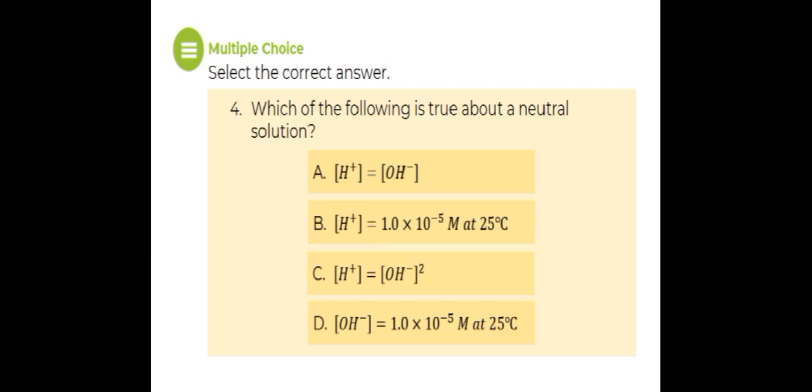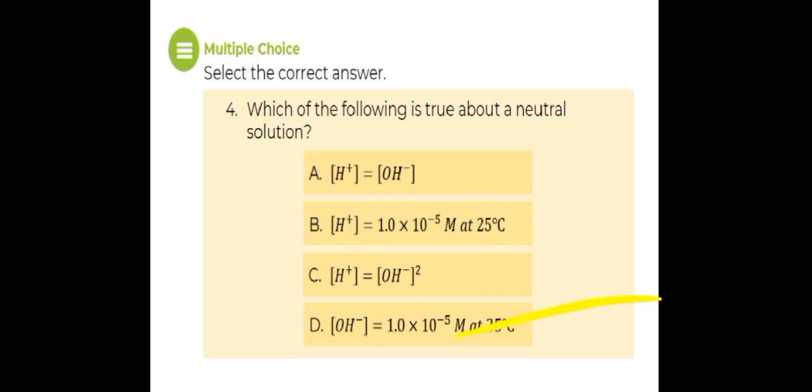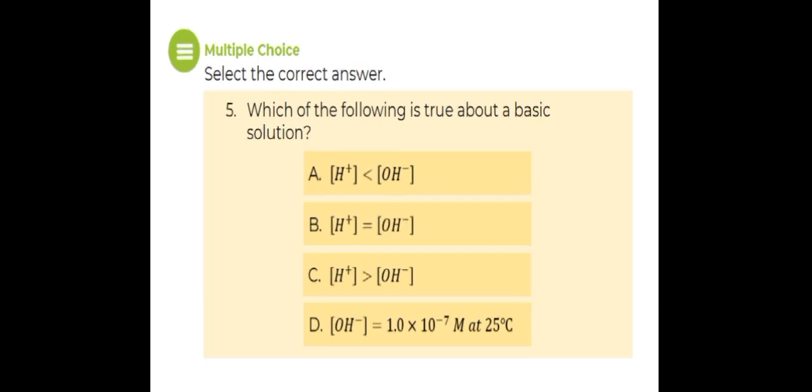Next, we have number 4. Which of the following is true about a neutral solution? Is it A, where hydrogen ion is equal to hydroxide ion, or B, C, or letter D? Select the best answer. We have now number 5. Which of the following is true about a basic solution?